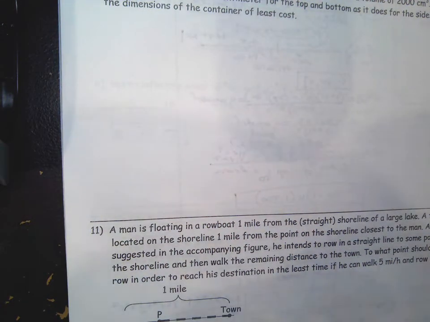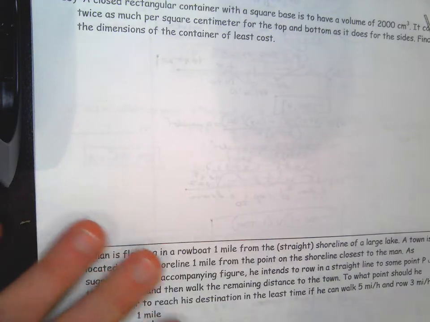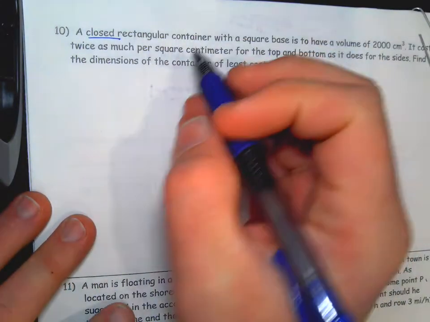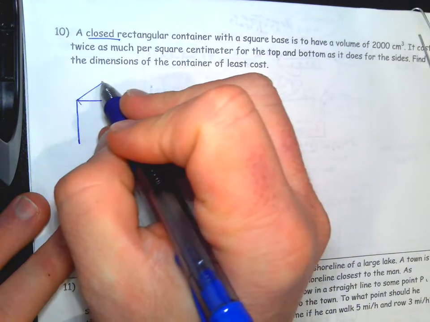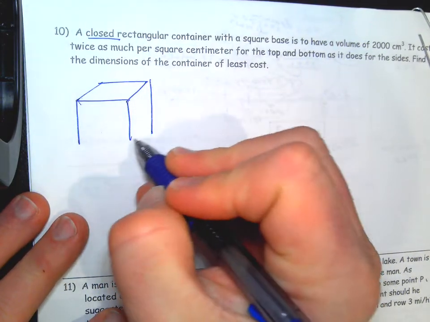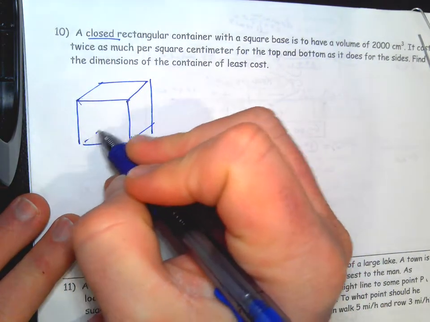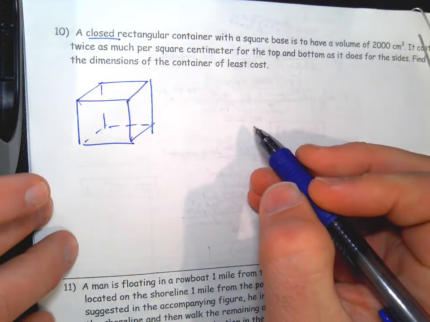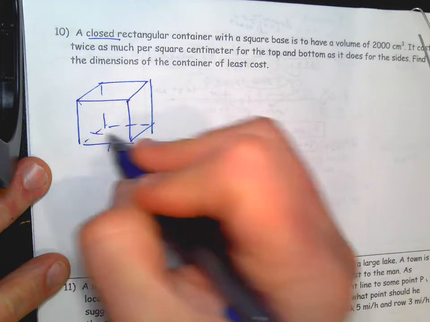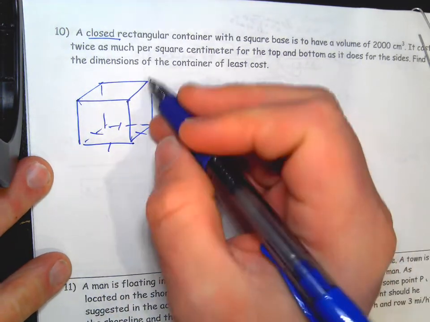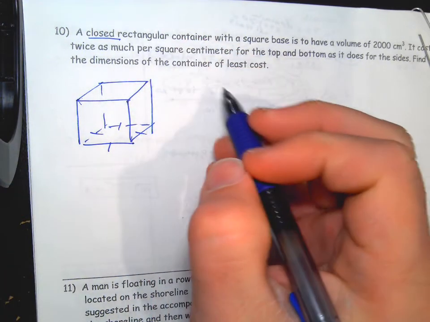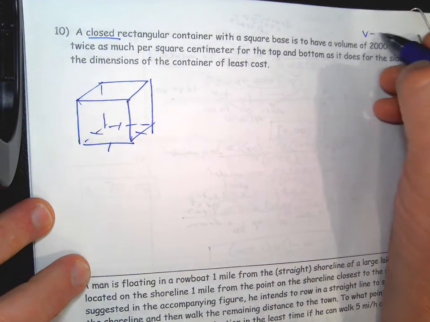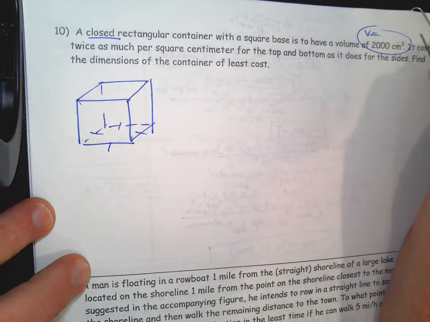So, a closed rectangular container. So it's like a box and it's closed. So that means it has a lid. It says has a square base. Okay, square base, but not necessarily the height being squared. It's a rectangle. Volume of 2,000 cubic centimeters. So that sounds like a restriction.